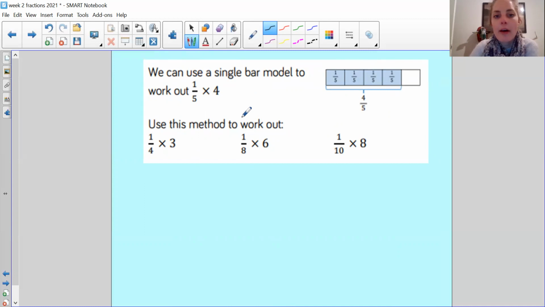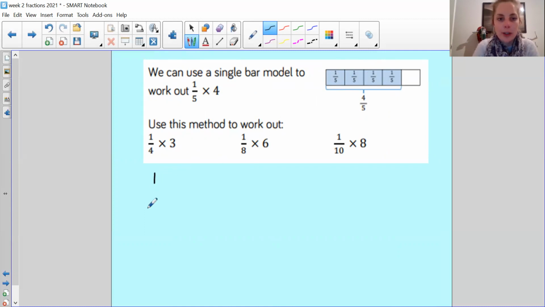Can you have a go now at using this method? So you're going to take this fraction here. Let me do this one with you, and then we'll do this one together, and then you're going to have a go at doing this one on your own. So I have a 1/4 times a 1/3.